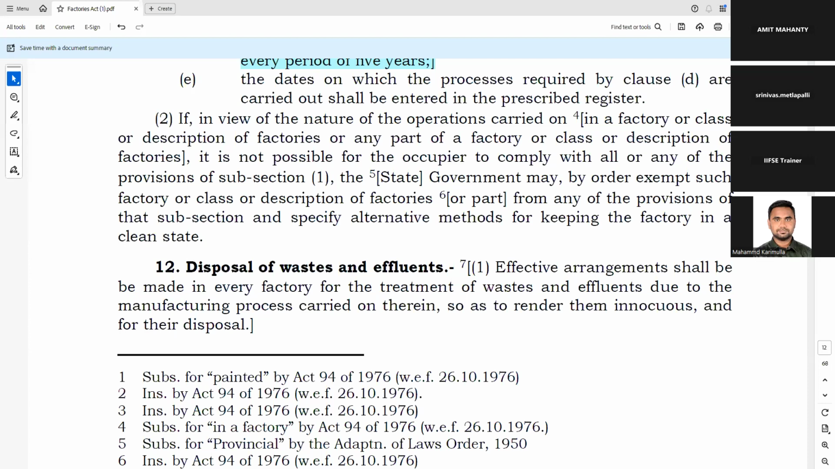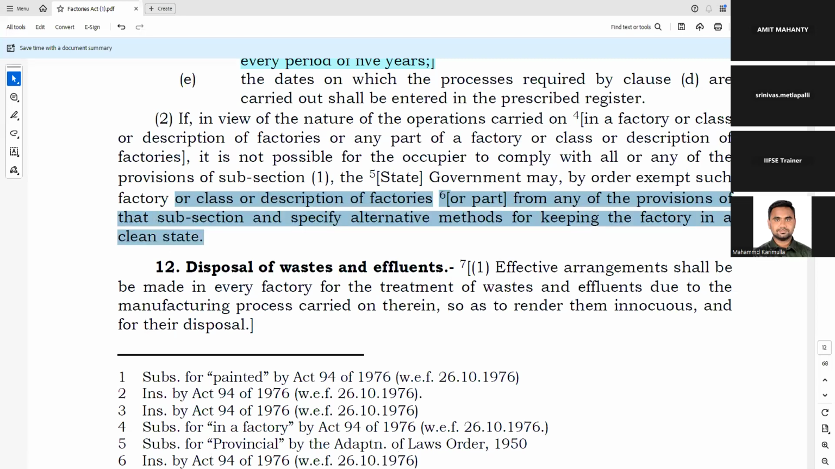So in view of the nature of the operations carried on in a factory or a class or description of factories, or any part of the factory, if it is not possible for the occupier to comply with all or any of the provisions of subsection 1, the state government may by order exempt such factory or class or description of factories from any of the provisions of the subsection and specify alternative methods for keeping the factory in a clean state.